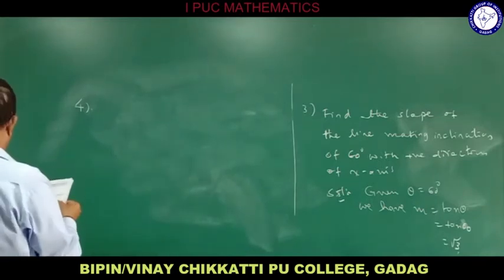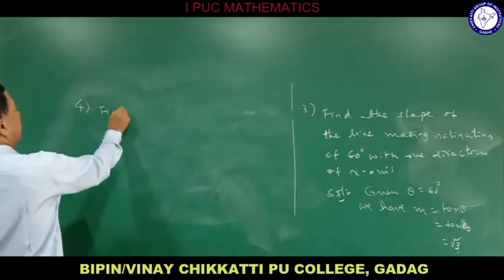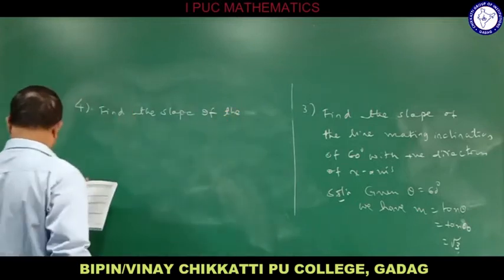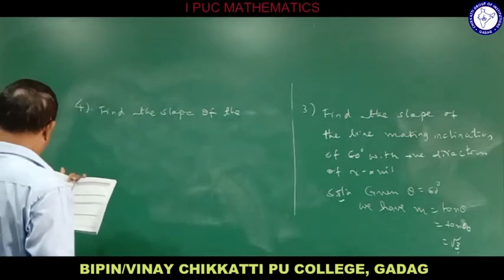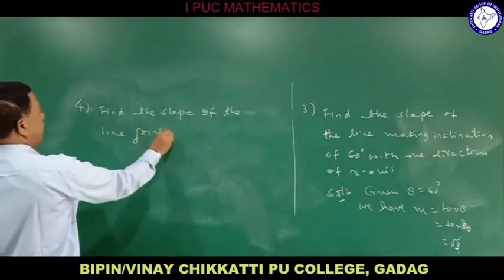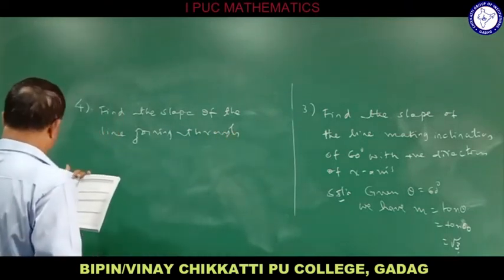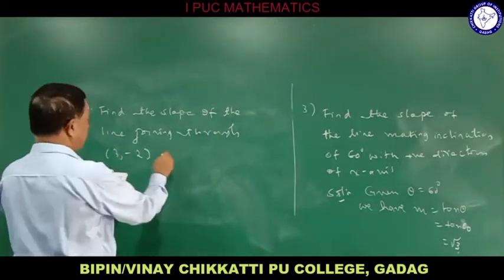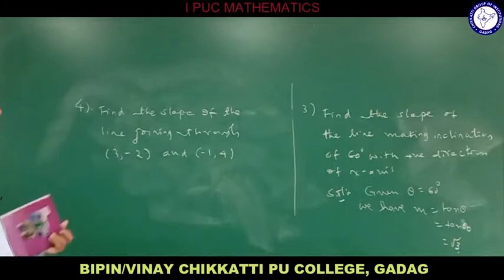The question is, find the slope of the line joining through 3, minus 2 and minus 1, 4. See, it is again different. So here you have to understand how to find out the slope.